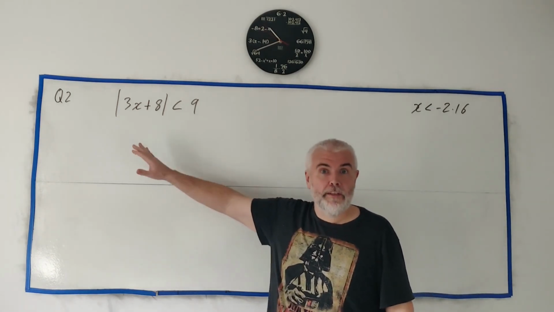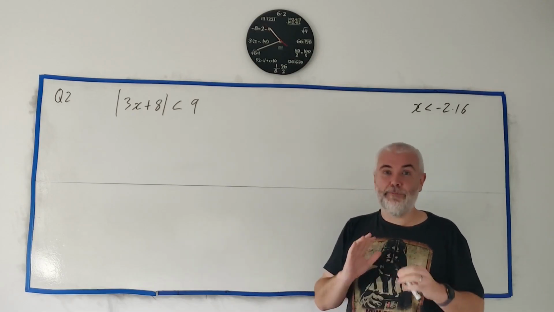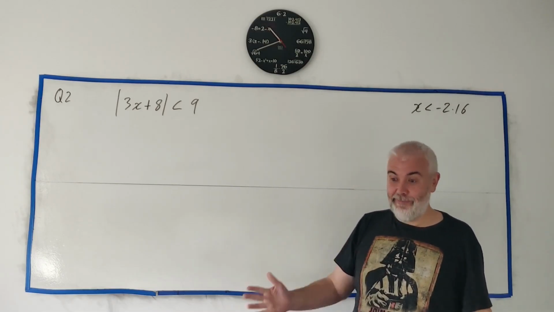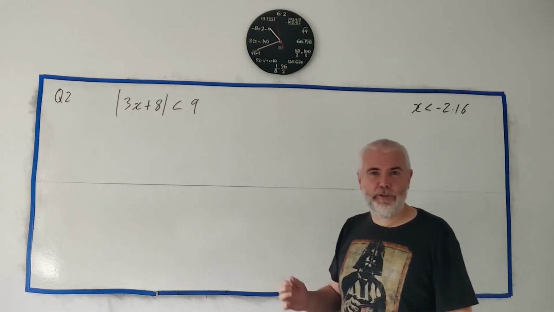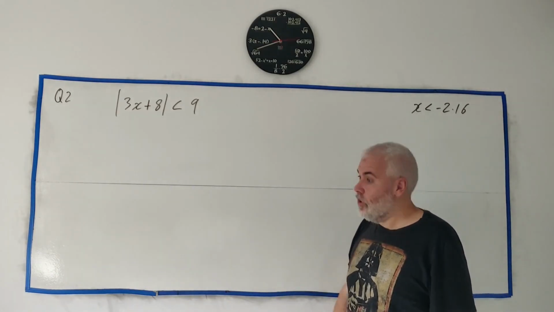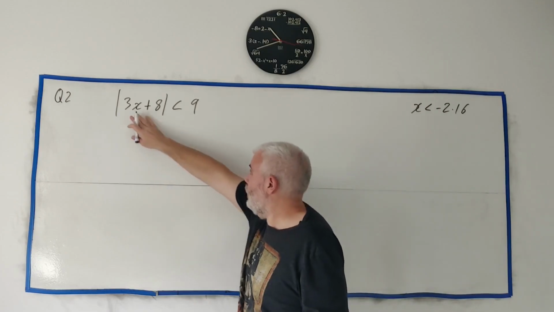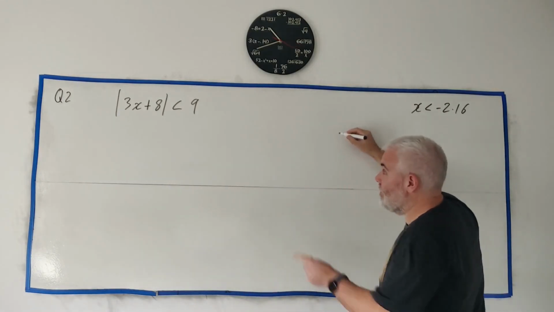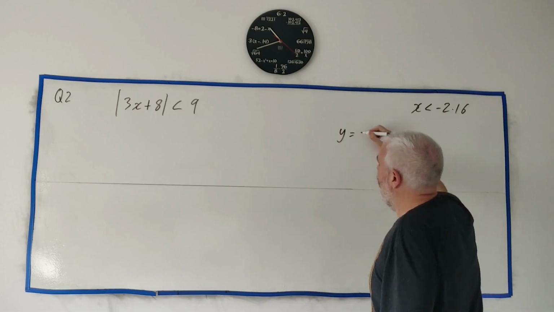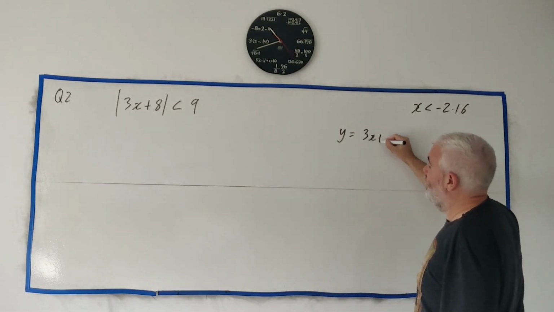I draw it. And you should draw as much as you can in maths questions and exams. It helps you understand and think about stuff. So how do you draw an absolute value of something that looks like this? First of all, just recognize that inside this absolute value, we have 3x plus 8.